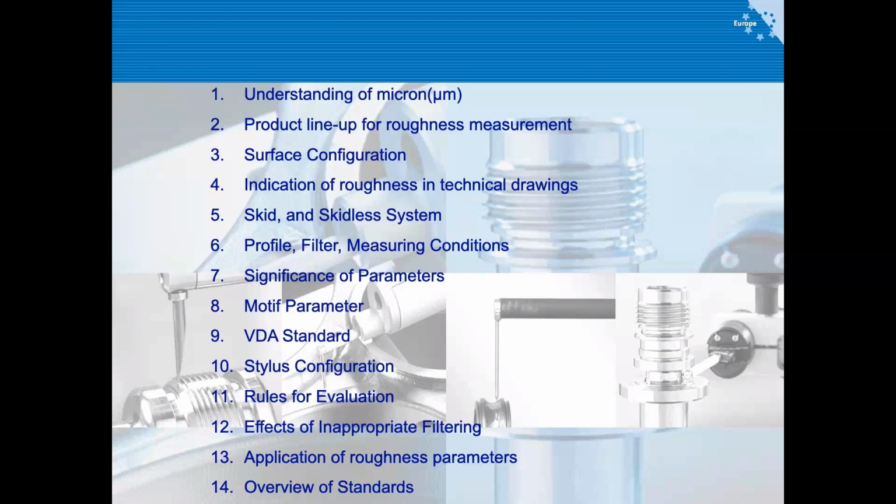So this program consists of 14 chapters, and the first one is understanding the micron scale, yet again. Then the product line of the roughness measurement tools, we will run through it because it's not the thing on which I'm about to focus now.